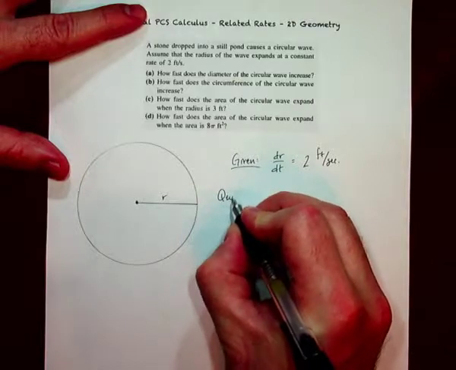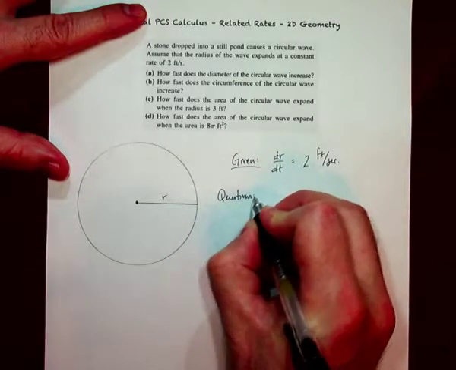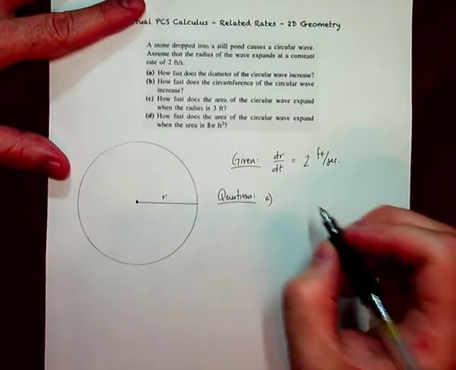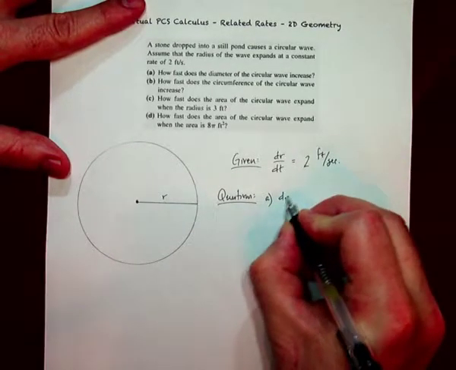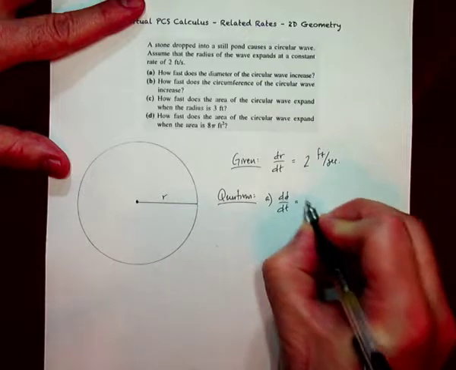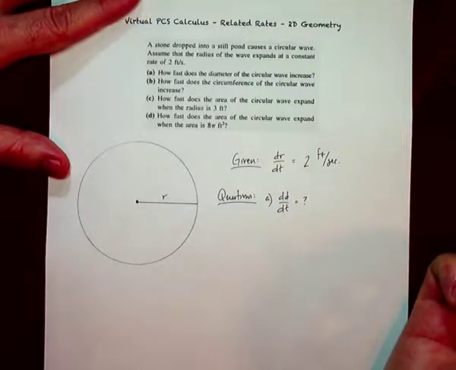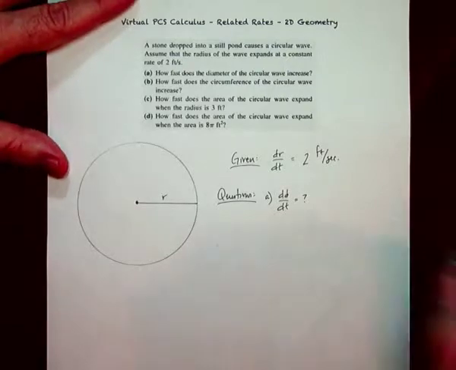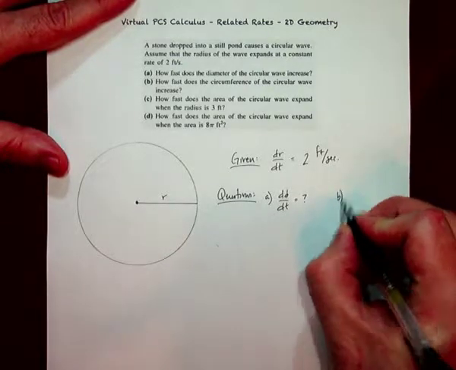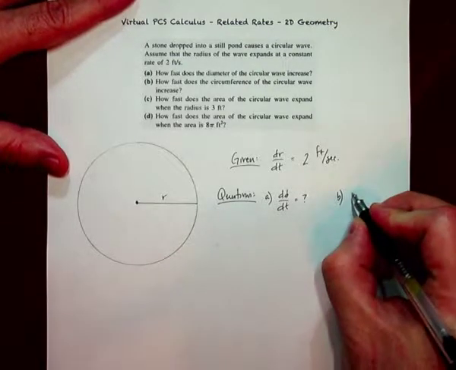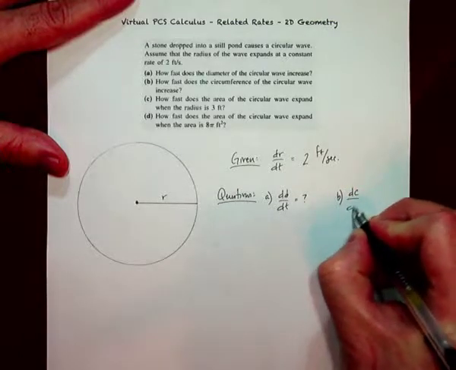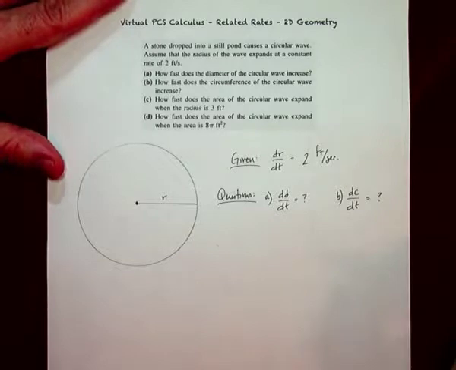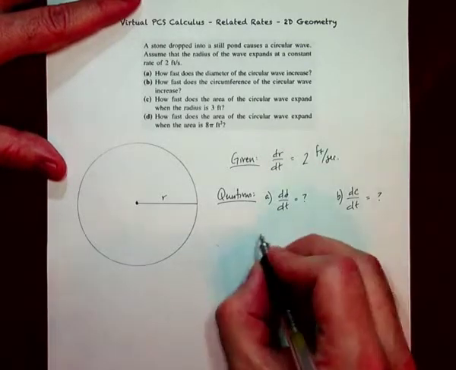Question part A is: how fast does the diameter increase? So it's looking for dd/dt. Now there's no conditional information on that, so we have to assume that it's either not needed or it's implied somewhere else. We'll get to that in just a second. In part B, how fast does the circumference change with respect to time? And of course, it again gives us no conditional information.